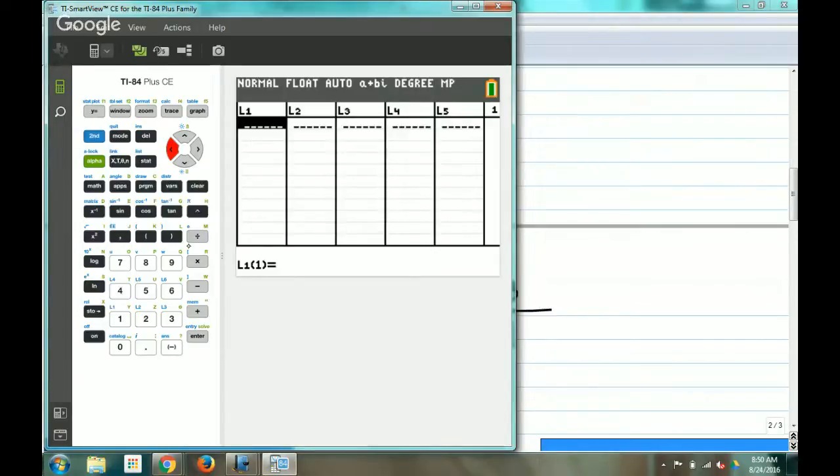So for number 12, I'm going to have 3, 5. I'm just typing that number and hitting enter. 7, 9, 11, and 13.